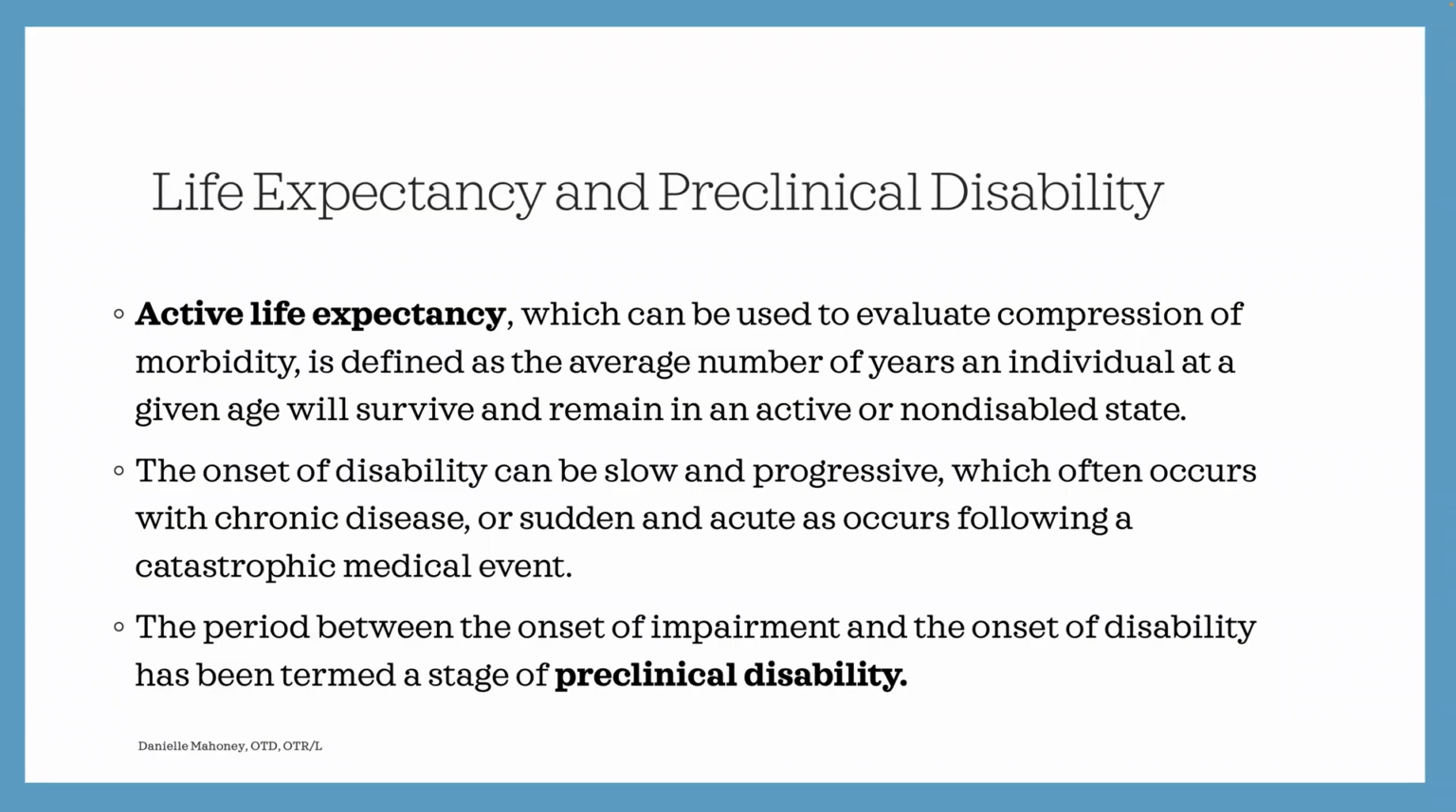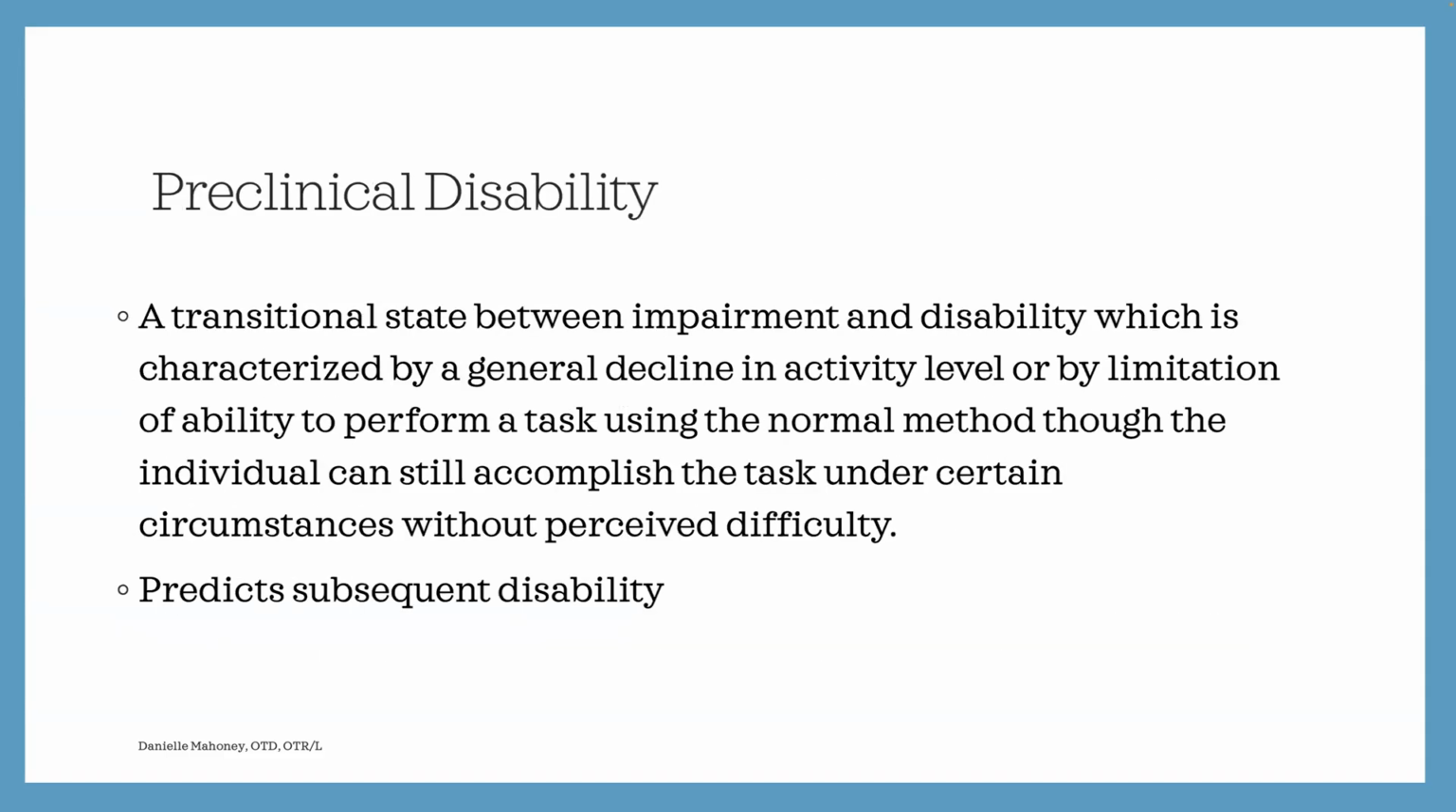The period between the onset of impairment and the onset of disability has been termed a stage of preclinical disability, and let's talk more about that now. Preclinical disability is a transitional state between impairment and disability, which is characterized by a general decline in activity level or by limitation of ability to perform a task using the normal method, though the individual can still accomplish a task under certain circumstances without perceived difficulty. This predicts subsequent disability.